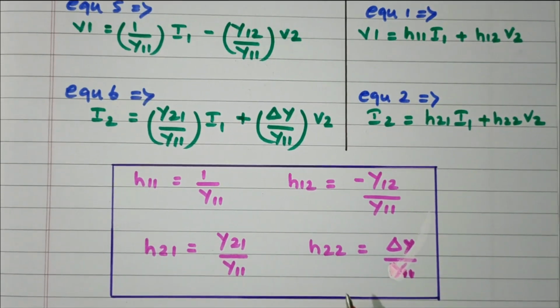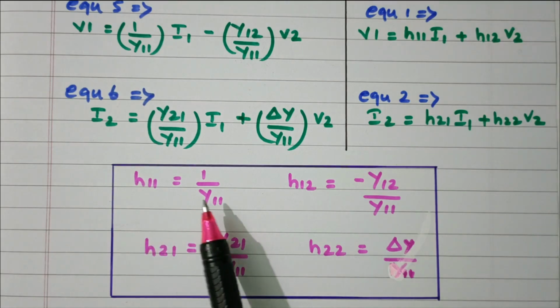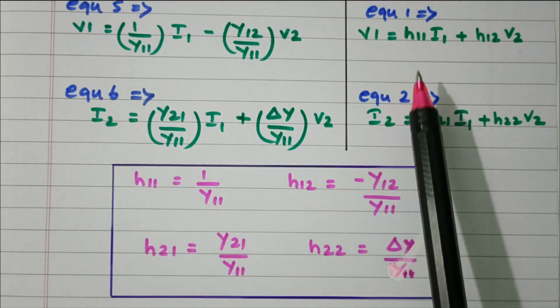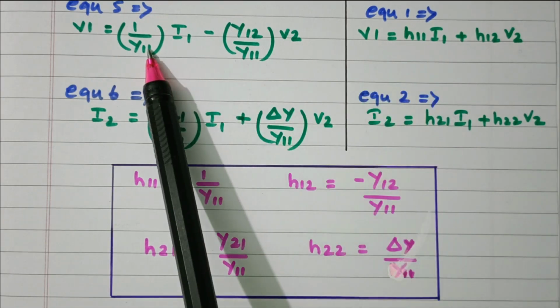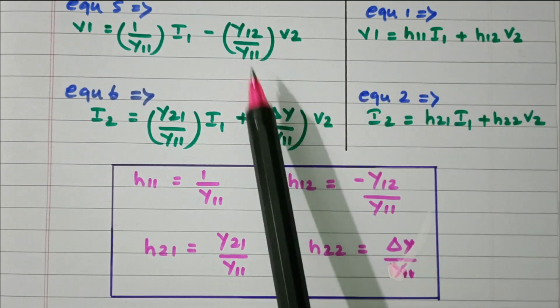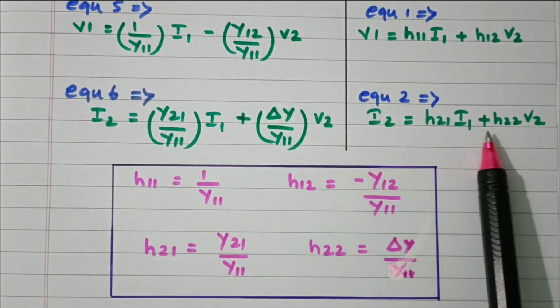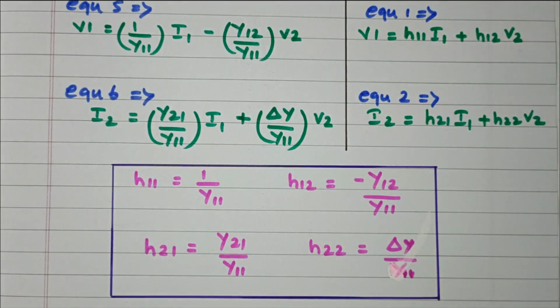Now we got the relationship. The h parameters are expressed in terms of the Y parameters. So h11 is equal to this term, h12 is equal to this term, h21 is equal to this term, h22 is equal to this term. So we got the relationship. In this video we discussed what are the two-port network parameters available, and what are the general equations of the h parameter and Y parameter. Then we rearranged the equation, so we got equations 5 and 6. That is compared with 1 and 2, and we got the relationship.